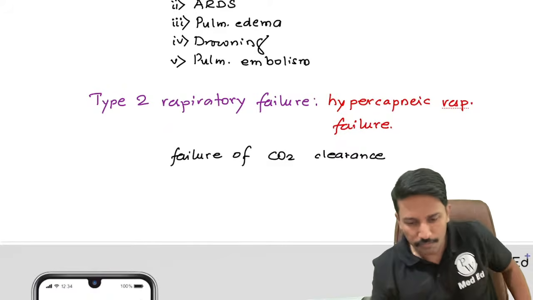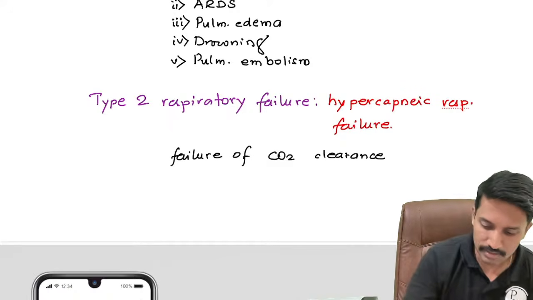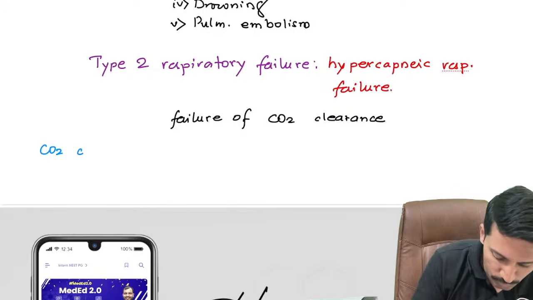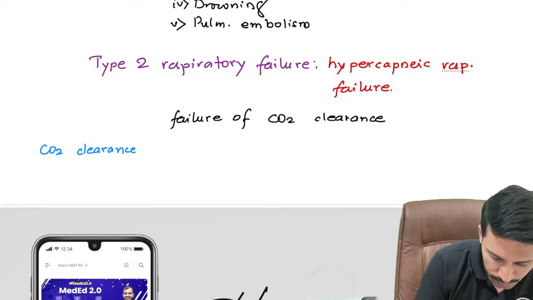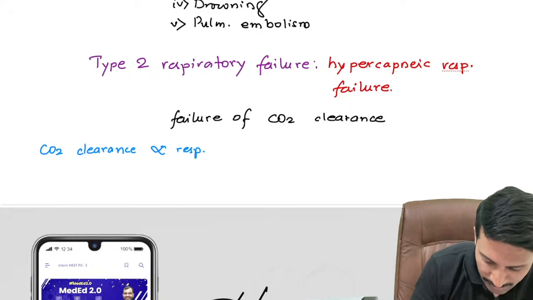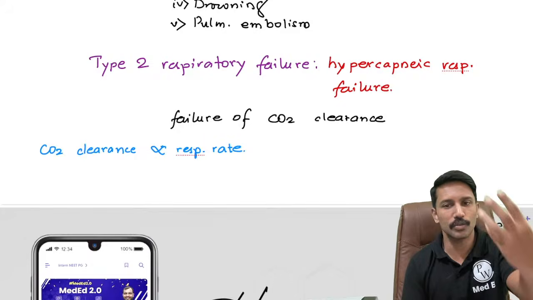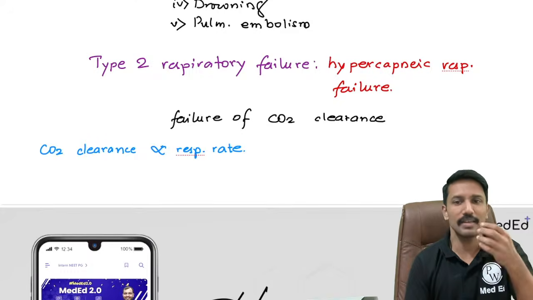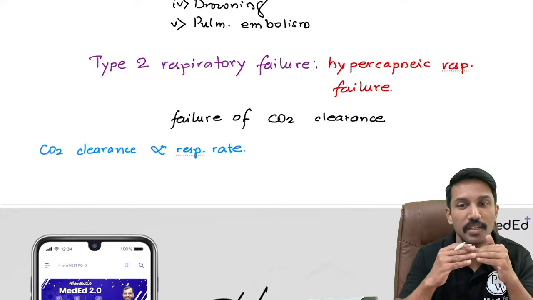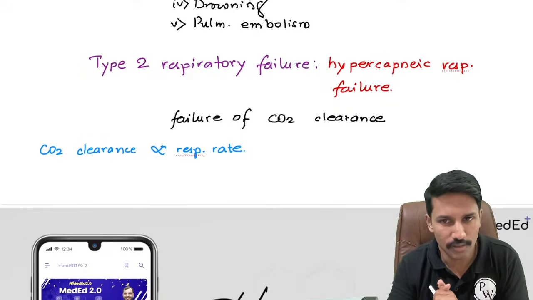So in type 2 respiratory failure, it is impairment of carbon dioxide clearance. Now to remember this, I will make a statement. You don't have to write the statement, but remember: carbon dioxide clearance is proportionate to respiratory rate. Higher the respiratory rate, more carbon dioxide gets cleared. Lower the respiratory rate, less carbon dioxide gets cleared. So now tell me in what conditions the respiratory rate will be slow. In those conditions, we will have impairment in carbon dioxide clearance.